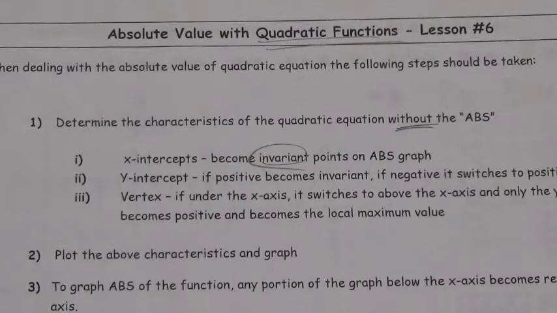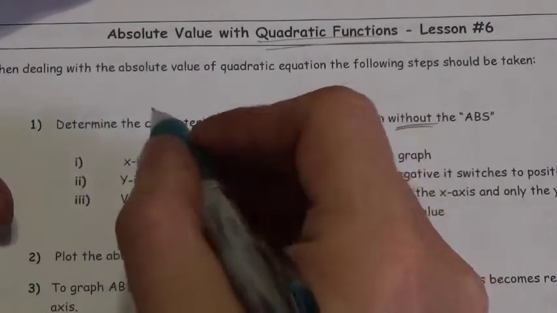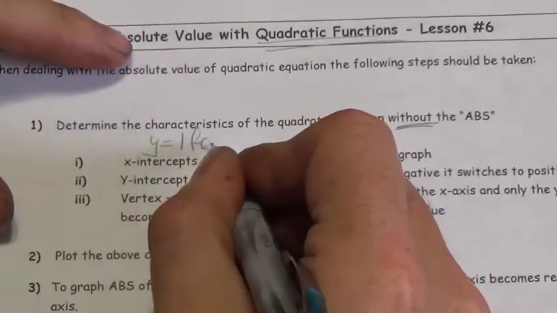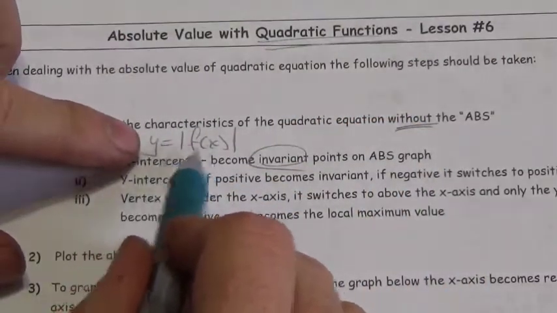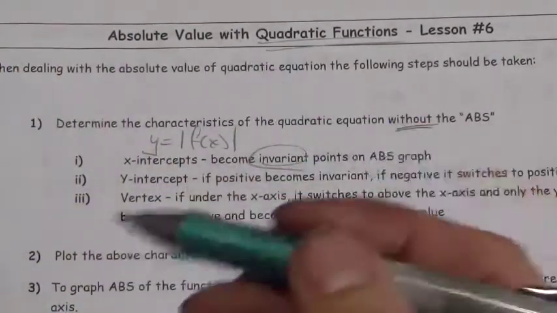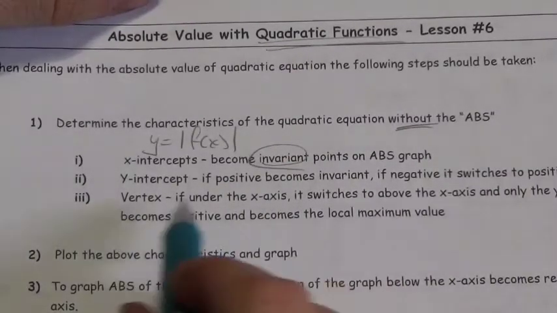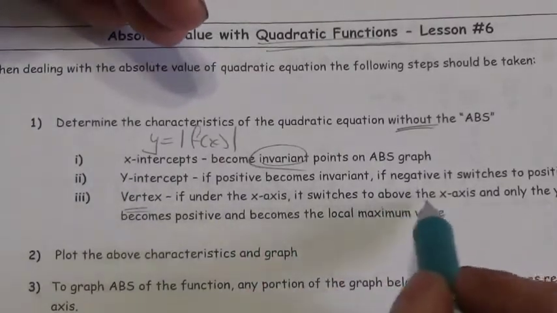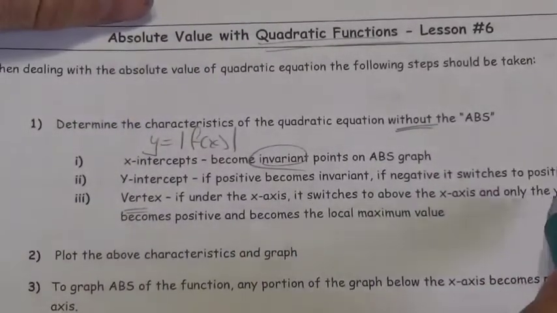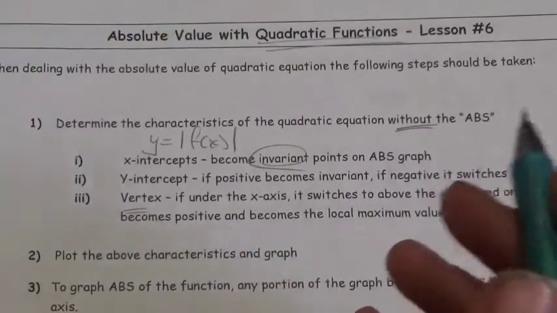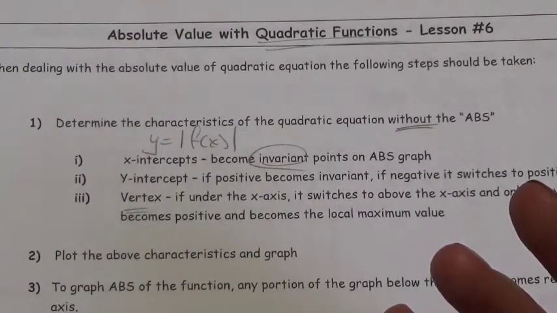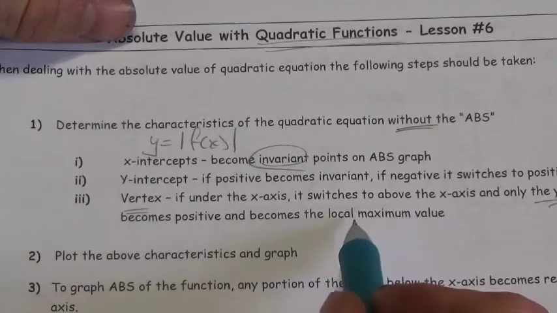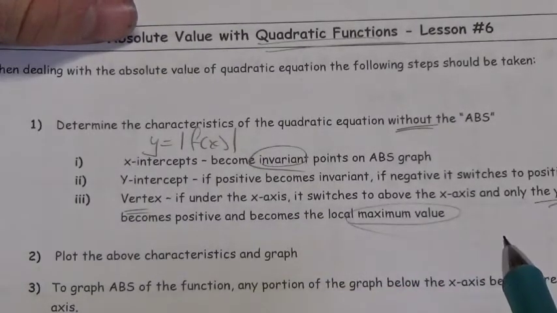The y-coordinate shouldn't be negative because y is always equal to the absolute value of some function. So if y is the absolute value, the y-coordinate should be positive. Same thing with the vertex. We're going to determine the vertex, and if it's under the x-axis, we're going to flip it above the x-axis and make the y-coordinate positive. But if it's already positive, we're not going to worry about it. Either way, that is going to become the local maximum value.